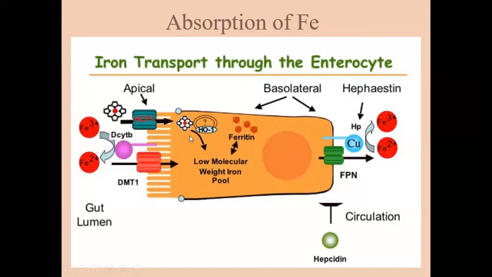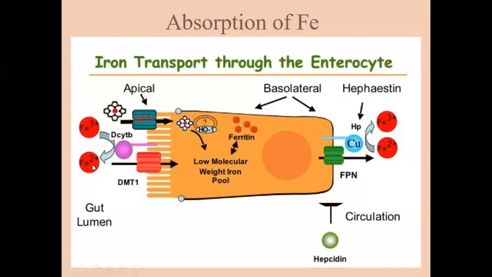And here, within the intestinal cell or duodenal cell, it is stored. The iron just stays like that as ferritin. This is a low molecular weight iron pool and it is stored in the form of ferritin.